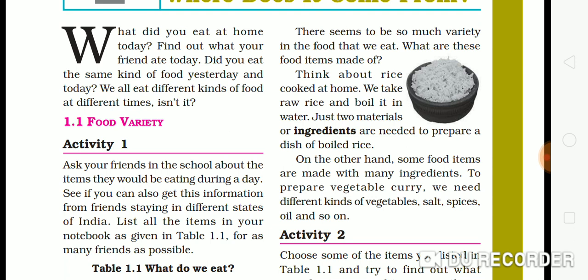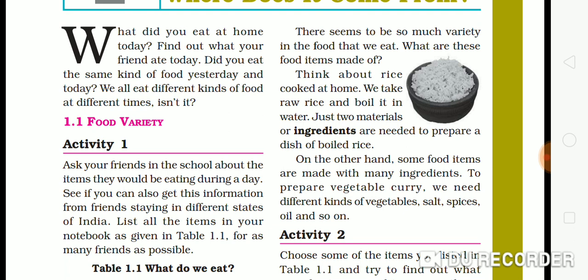Take an A4 sheet of paper or a notebook, okay, and make a list of all that you eat in a particular day. Just write the ingredients and find their sources. This is your assignment. You have to complete it today.